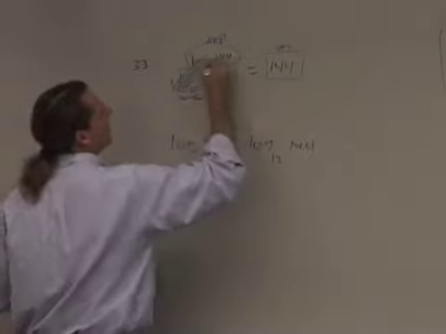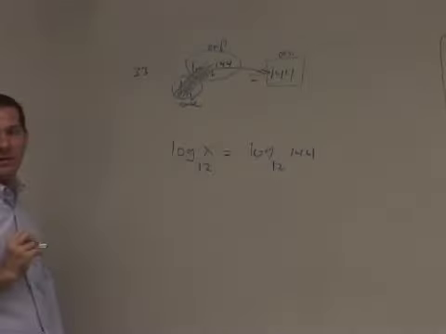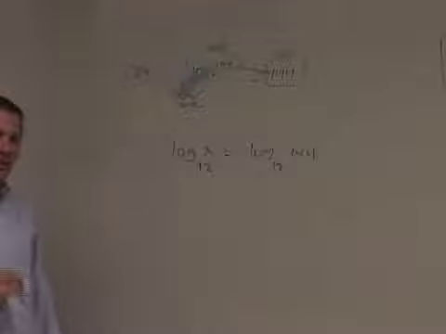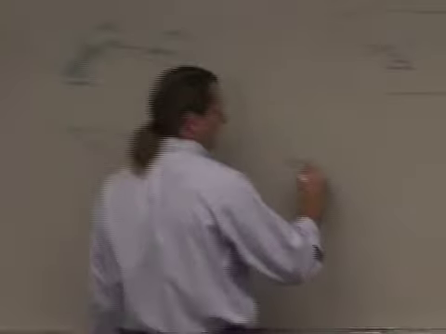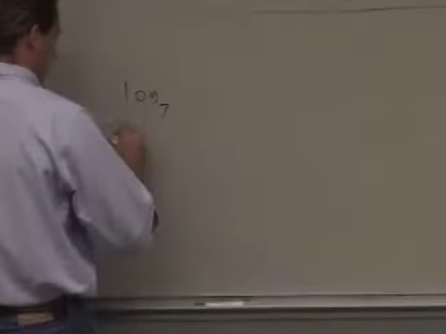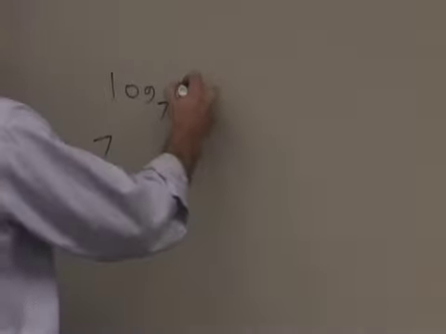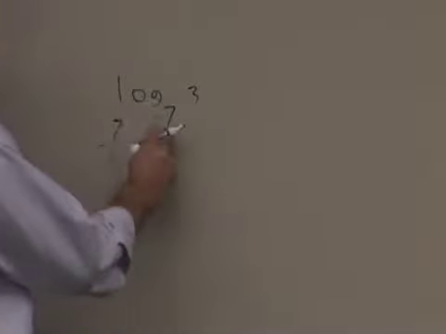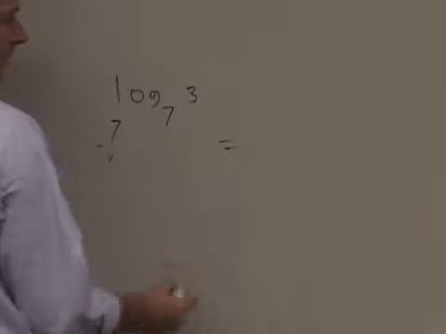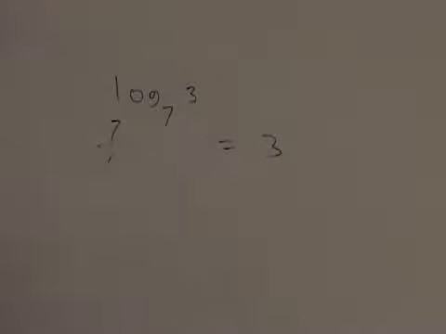Those undo each other, the answer is sitting right in front of my face. But without doing this, maybe you wouldn't see it. So I could write another one real fast. I could say log base 7. I'm going to raise 7 to the log base 7 of 3. 7 raised to log base 7 of 3. What's this equal? 3. Absolutely.